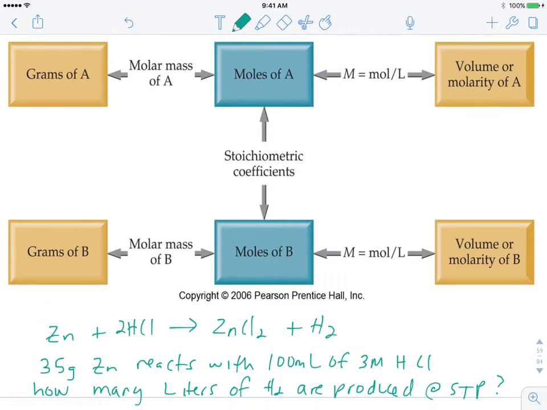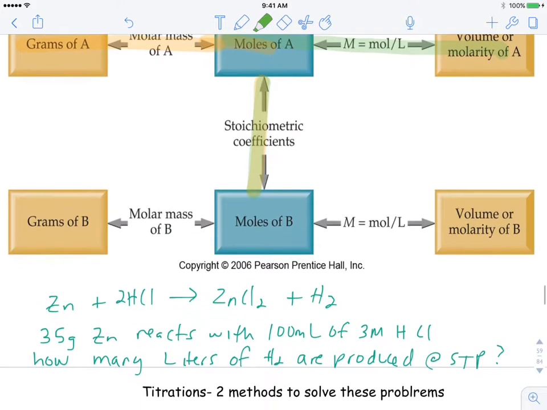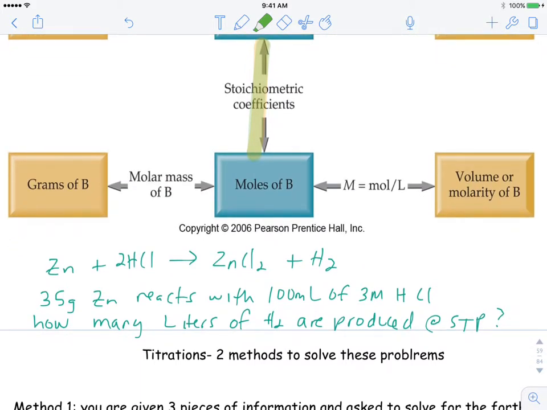If we look at this graphical interface up above, you need to take that molarity and the volume of the HCl and change it to moles. In the same way, since this is a limiting reagent problem, you need to take your grams of zinc and also change it to moles. You've got to see which one's limiting, and that will allow you to figure out how to get to moles of B. So that's where we're going with this. Try this out, see how you do with it, and we'll talk about it tomorrow in class.